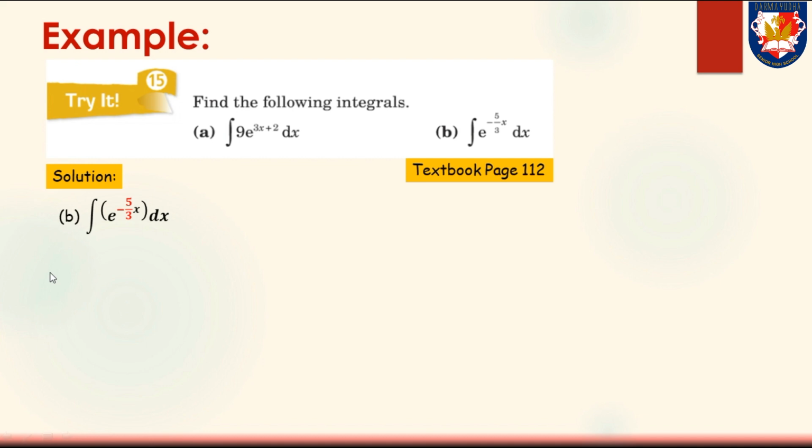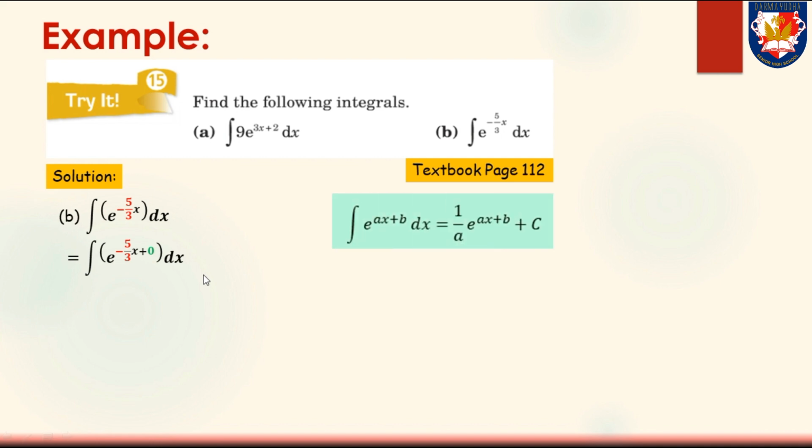For part B, the integral of e to the power of negative 5 over 3 times x dx will be like this. Negative 5 over 3x plus 0 is actually in the form of ax plus b. So we'll use this formula. Ax plus b equals negative 5 over 3x plus 0. And here we have a equals negative 5 over 3 and b equals 0. And then substitute these values into the formula.